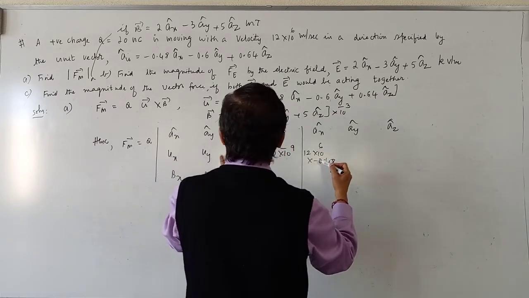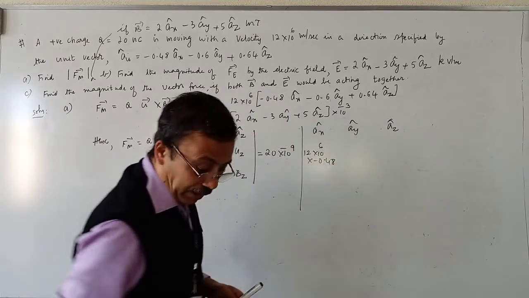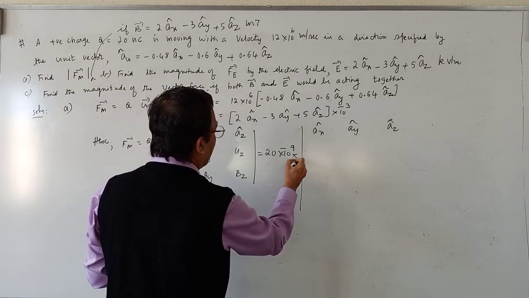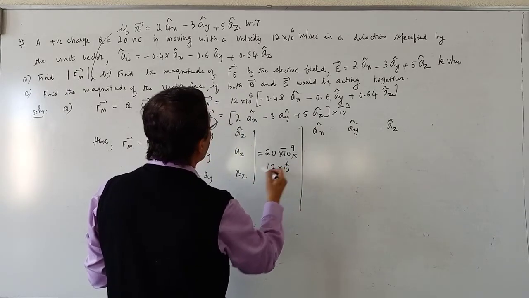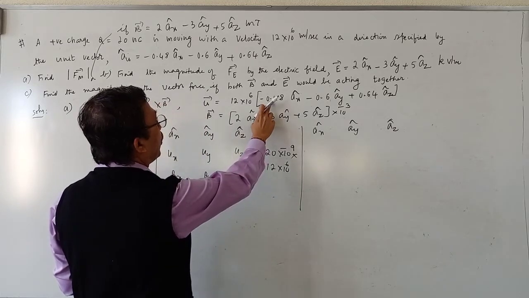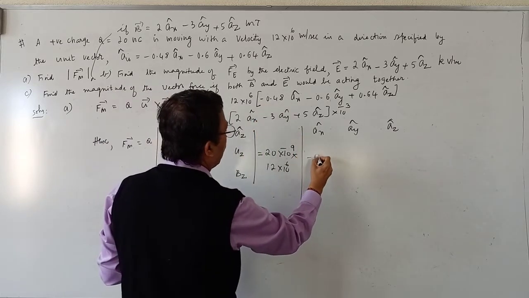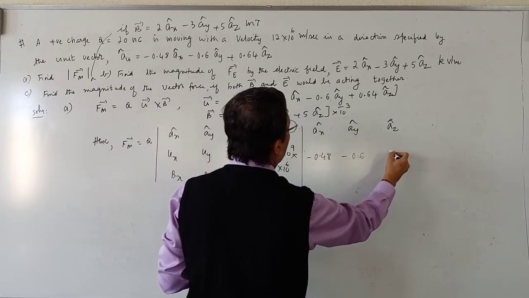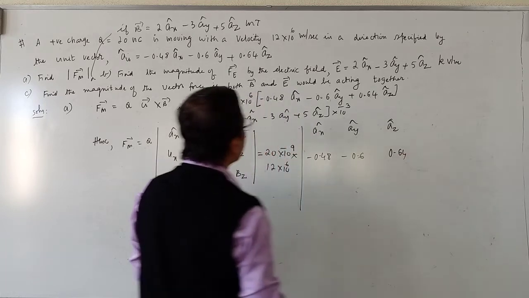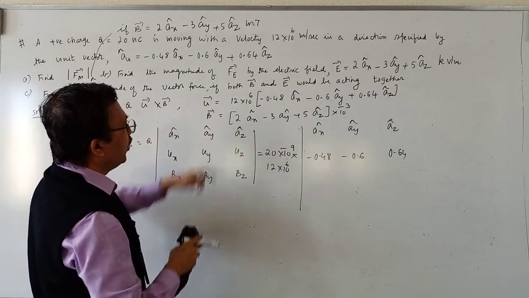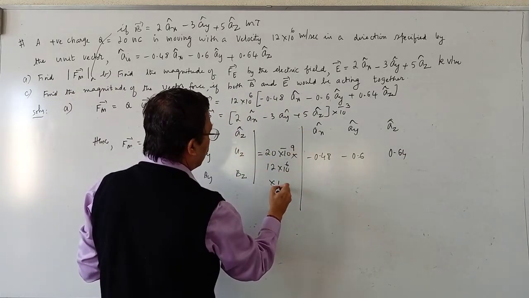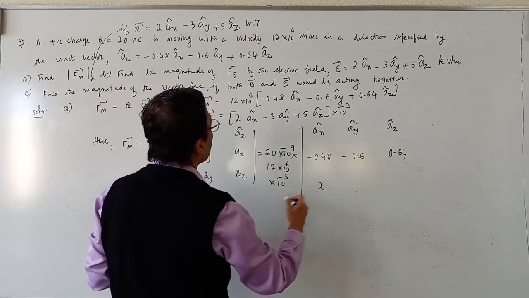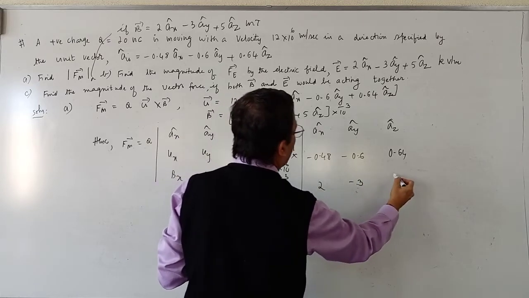What is uy? What we'll do is this 12 into 10 to the power 6 I'll take out of the determinant. So here I'll write into 12 into 10 to the power 6. Then what is ux? Ux is minus 0.48. What is uy? Minus 0.6. What is uz? 0.64. For in vector b, this 10 to the power minus 3 I'll take out of the determinant. What is bx? Bx is now 2. By is minus 3, bz is 5.